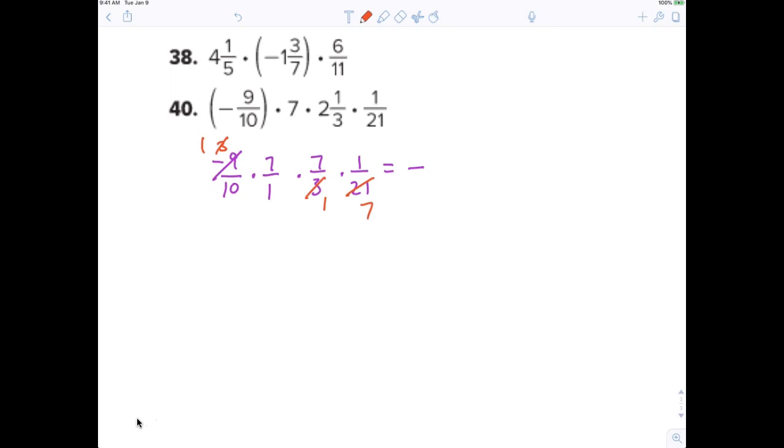Yes, do you agree with that? Now what can I reduce? Tell me. 7 and 7. Does it matter which 7 I choose? No. Cross out the 7, make it a 1.